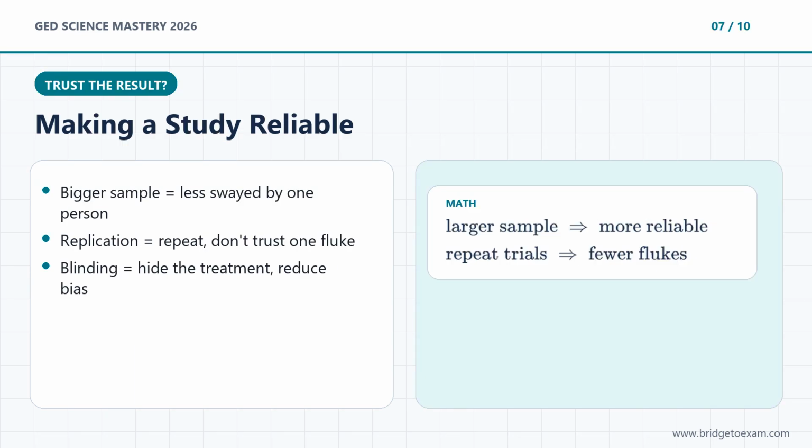A fair test is one thing, a reliable test is another. 3 habits make results trustworthy. First, a good sample size. They tested 40 people, not 2, because a bigger sample is less swayed by one unusual person. Second, replication. Repeating the test, or running many trials so a single fluke does not fool you. Third, blinding. No one knew which drink they got, which reduces bias because just expecting an effect can change how you perform. More people, repeated trials, and hidden treatments. That is how science earns your trust.